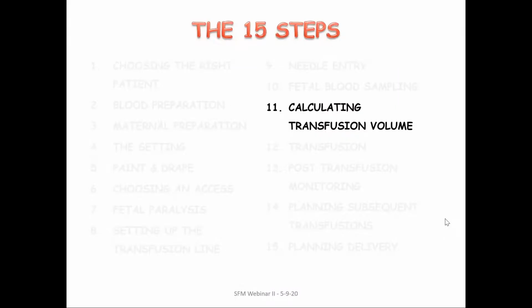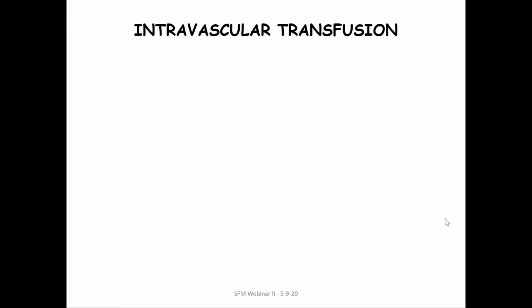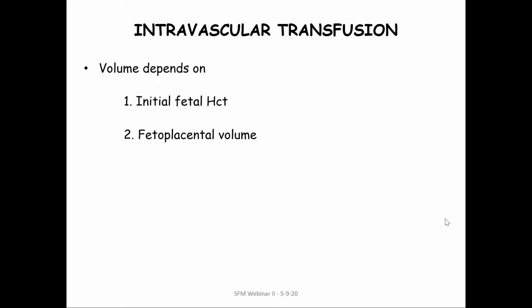Now, once you know the initial fetal hematocrit, comes this daunting task of calculating how much blood you need to actually transfuse to the fetus. Now, how do you calculate this? It depends on what route you choose to give. Assuming that you choose to give intravascular transfusion, the volume of blood that you need to give would depend upon the initial fetal hematocrit, the fetal-placental blood volume, because this blood is going to go into the fetal-placental circulation. You need to know the donor hematocrit, which of course the blood bank that supplied the blood bag would tell you.